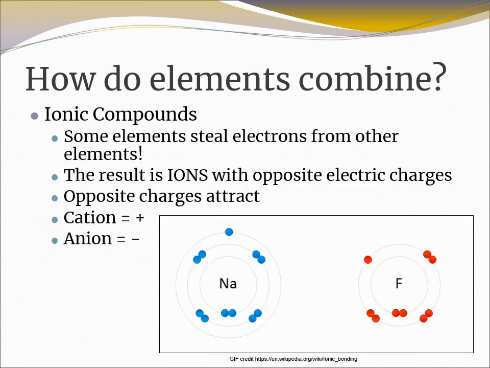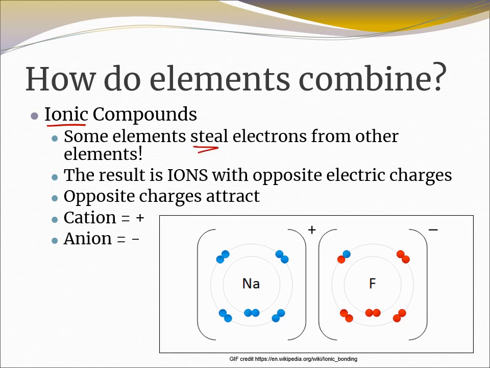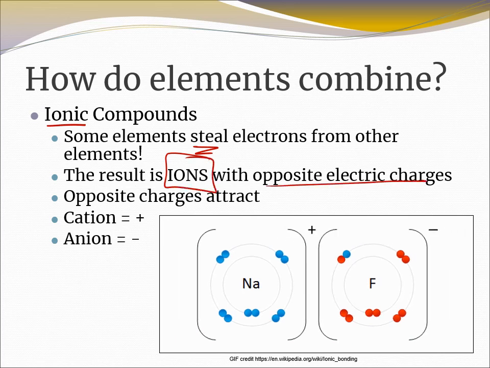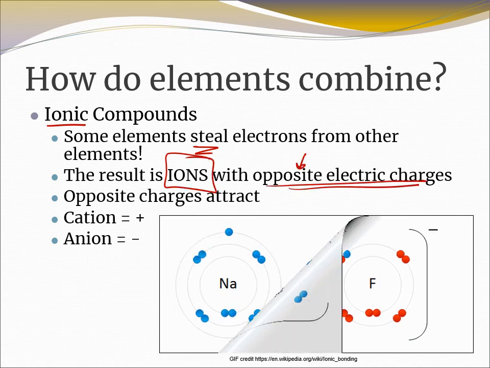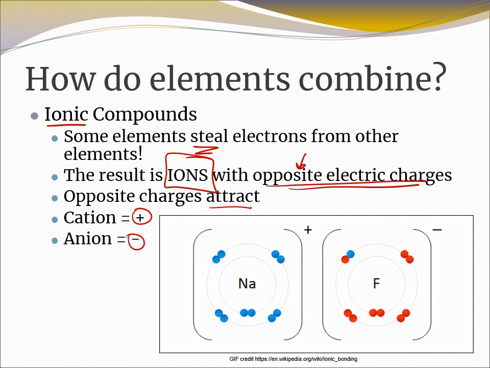We're actually going to focus today on this idea of ionic compounds. We'll come back to covalent later. In ionic compounds, some elements are going to steal electrons from other elements. We're going to have this super cool transfer of electrons. When those electrons are transferred, the result is ions. Ions have charges, and when we have opposite charges, these guys are going to stick together in those electrostatic forces of attraction. Remember that cations are positively charged and anions are negatively charged.